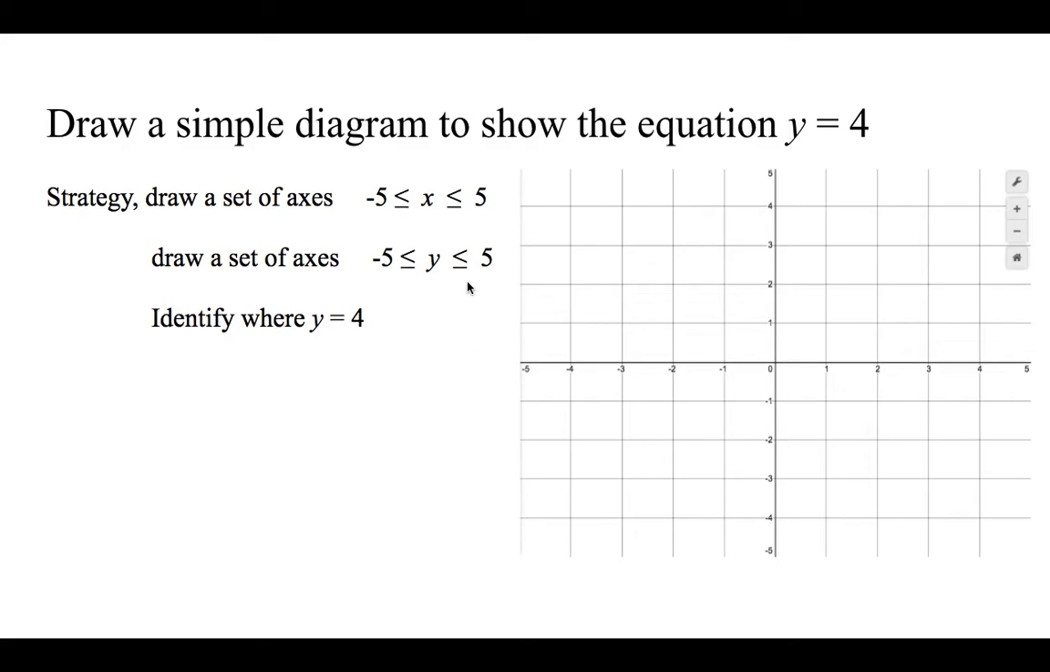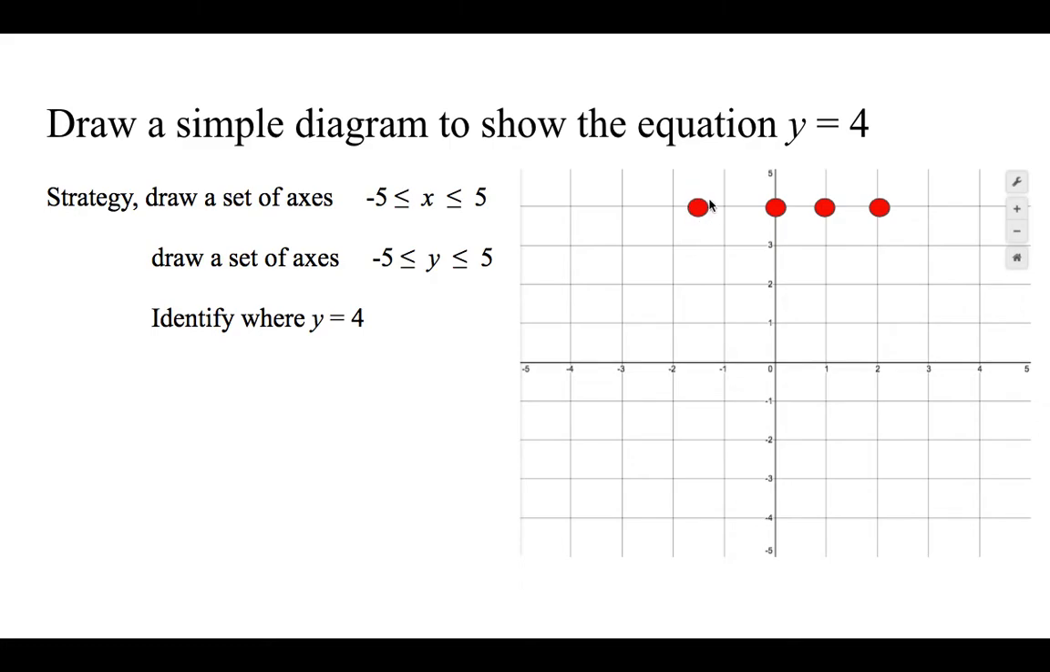Since the question is asking about the equation y equals 4, identify where y is equal to 4. So you've got some choices. You've got a 4 here, and you've got a 4 here. Which one's the y-axis, and which one is the x-axis? Y is equal to 4 here. That's coordinate 0, 4. Y is equal to 4 here. That's coordinate 1, 4. Y is equal to 4 here. That's coordinate 2, 4.